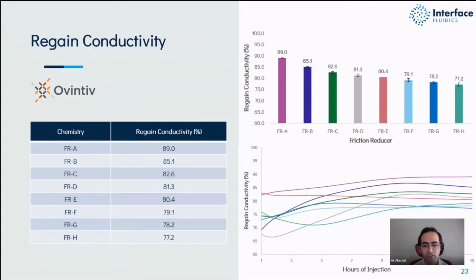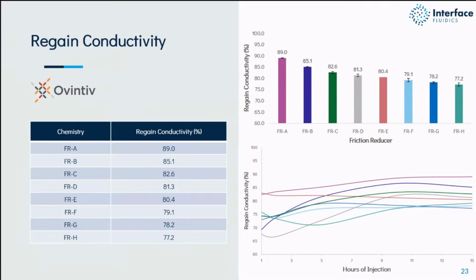This is actually work that we did with Oventive in collaboration with them. So we tested 8 different chemistries, basically 8 different friction reducers, and you can see the regained conductivity for each case. The top bar chart shows the final regained conductivity once everything reaches the equilibrium condition, and you can see the error bands. They're extremely tight. There is a very crisp differentiation between each case, including the error bands.